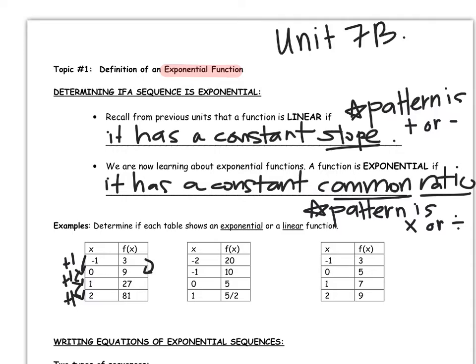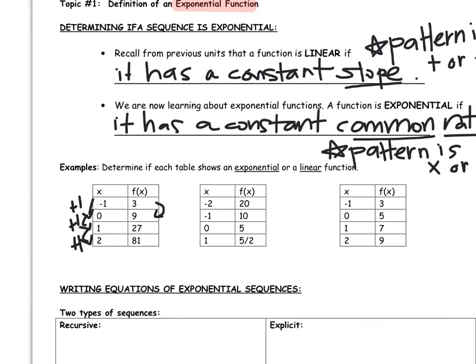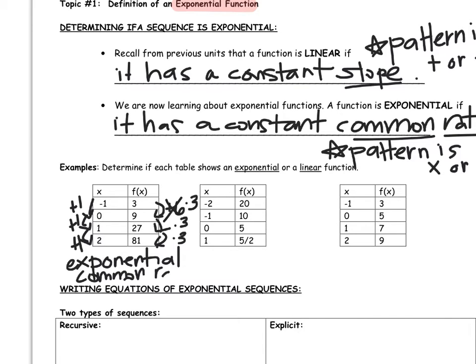So from 3 to 9, there's a couple ways to get there, but I want a constant pattern. So for instance, if I put plus 6, that pattern wouldn't hold through. So it's not plus 6. This one is going to be times 3. Because to get from 9 to 27, I do times 3, and to get from 27 to 81, I do times 3. So since it's multiplication, this is exponential, and the common ratio is 3, multiplied by 3.